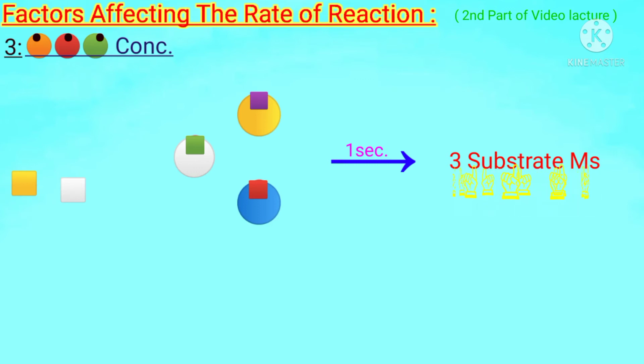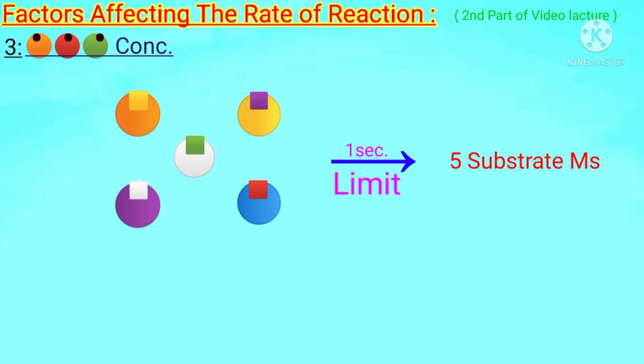Now if we provide some more enzymes, like 2 more enzymes, then all the substrates will be attached to the active sites of all these enzymes, and in just 1 second the whole of the substrate molecules will be catalyzed and the rate of reaction will be 5 molecules per second. Students, at that time, if you think that increasing the concentration of the enzymes always increases the rate of reaction, then you are wrong, because it is not so.